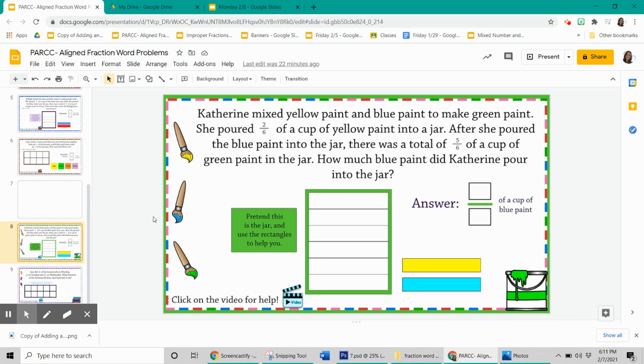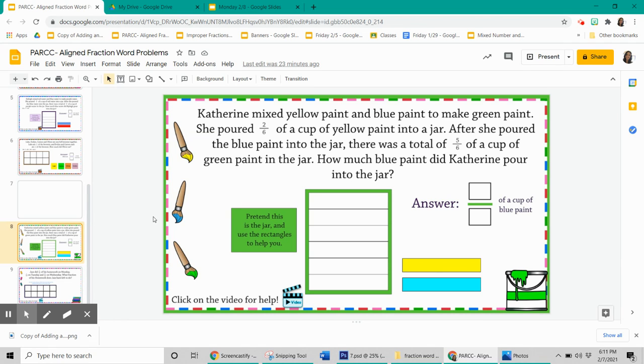This is a fraction word problem, and it says Catherine mixed yellow paint and blue paint to make green paint. She poured 2/6 of a cup of yellow paint into a jar. After she poured the blue paint into the jar, there was a total of 5/6 of a cup of green paint in the jar. How much blue paint did Catherine pour into the jar?